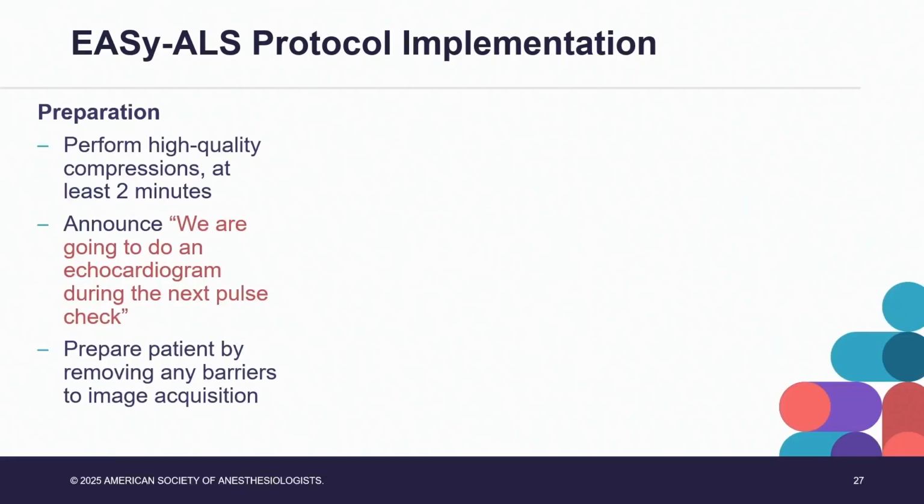So the Easy ALS protocol implementation has 3 stages. One is preparation. Again, you're going to perform initially 2 minutes of high-quality CPR, and you're going to announce so that everybody knows we are going to do an echocardiogram during the next pulse check. You're going to, of course, want to prepare the patient by removing any barriers, prepare your ultrasound, have the right probe, have gel on the probe, be ready to hit record.